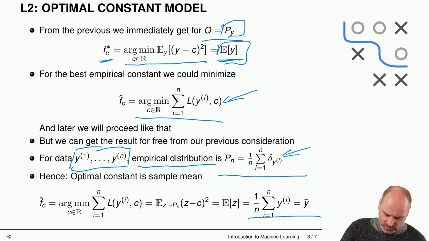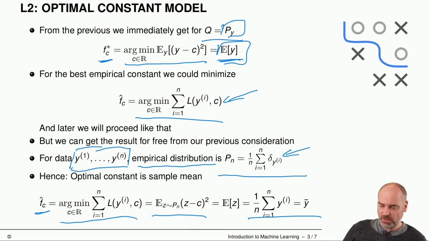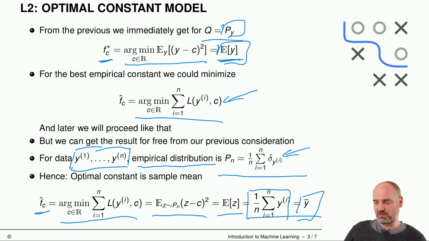Now if I want to talk about this optimal empirical constant, I have to solve this minimization problem, but solving this empirical minimization problem is going to be the same as solving this theoretical minimization problem here, and I'm also plugging in L2 loss, and I know what the solution of that is. It's the expected value of z, and now I know the distribution of z. It's the empirical distribution, and for the empirical distribution, I know how I can compute an expectation, and that's just this here, and that is y bar, which is just an abbreviation for the average.